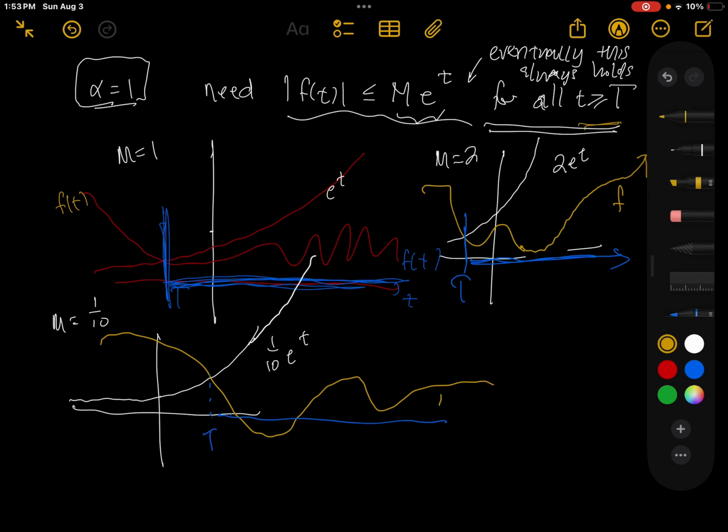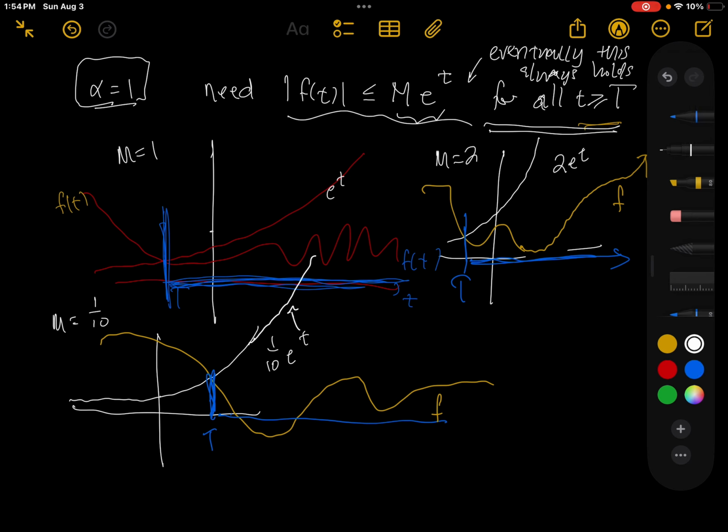This is your f. That's your 1/10 e to the t here. The yellow graph is always below the white graph. It's not always below the white graph, but it's always below the white graph when you are to the right of this capital T. So that's what it means to be of exponential order alpha equals 1.